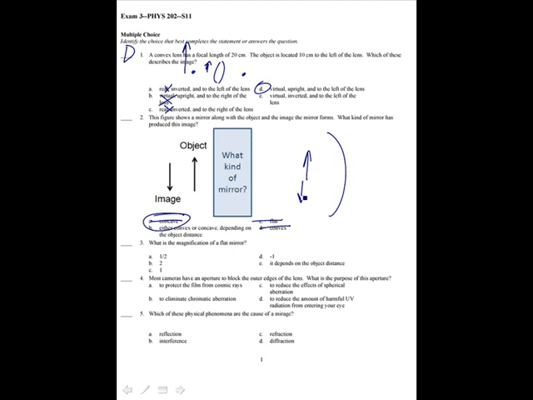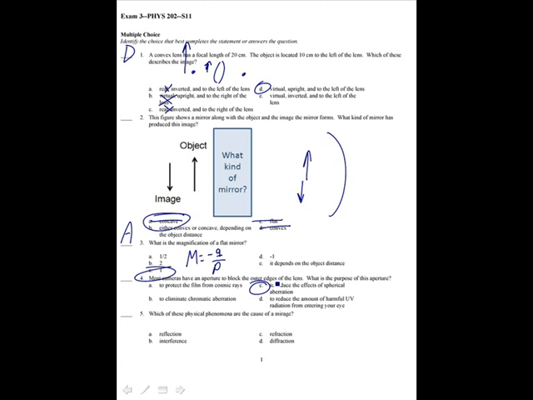Alright. What is the magnification of a flat mirror? It's 1. You're the same size and you're upright, so it's positive 1. Also, M is minus Q over P, and Q is equal to negative P, so that gives you a positive 1 magnification. Most cameras have an aperture to block the outer edges of the lens. What's the purpose? That's to reduce spherical aberration, to reduce those marginal rays that come in.